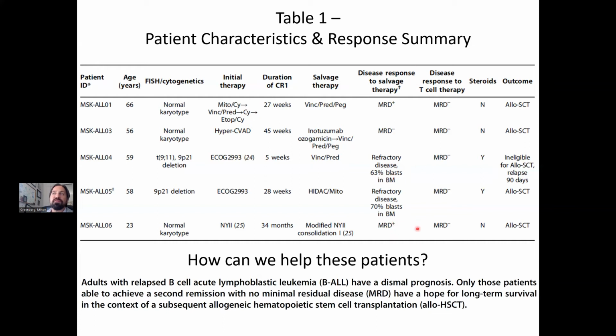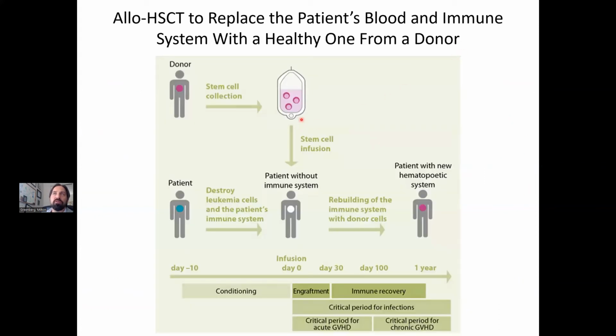And then what happens is that the patients got on the experimental therapy, the T-cell therapy. All these patients developed a good response. They went back into remission with no minimal residual disease. And then this was the outcome for each of the patients. That outcome was the allogeneic hemopoietic stem cell transplantation, allo-SCT. So let's go into that in a little more detail.